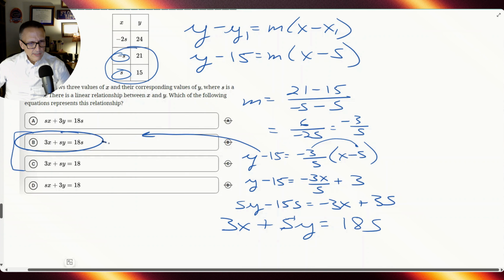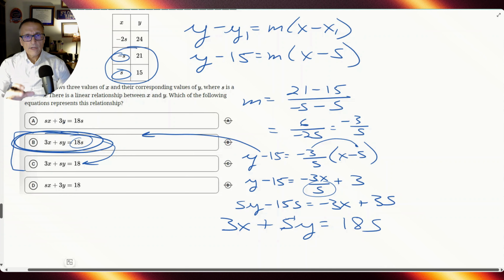I do notice that this answer is very similar to it. It's the same answer, but without the s on the 18, and that wouldn't make any sense because that s came about because I had an s down here from my slope, and I had to get rid of it by multiplying all the way through by s. That's why this had to be an 18s. The other answer choices don't look to be really anything close to that. And there's my answer. All right, so I hope that was helpful.